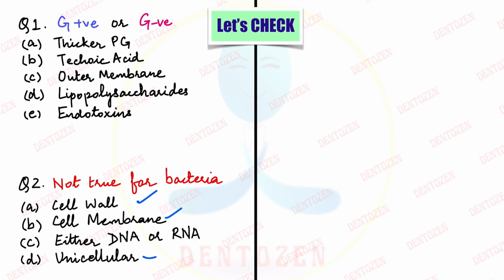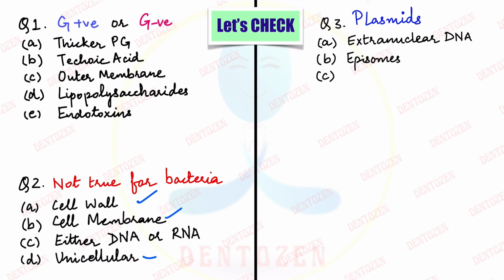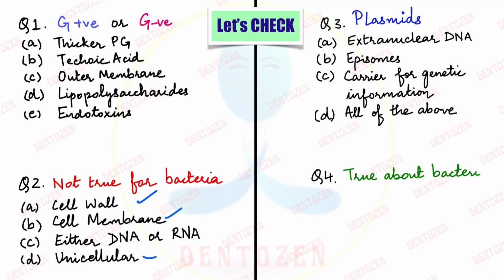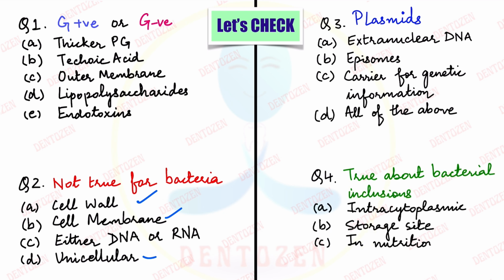So plasmids are extranuclear DNA. They are also called episomes. They are carriers for genetic information, or all of the above. And finally, which is not true about bacterial inclusions. They are intracytoplasmic, they are storage sites, they are seen in nutritional deficiencies, or all of the above.